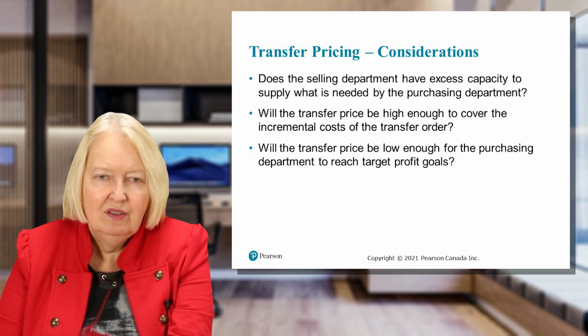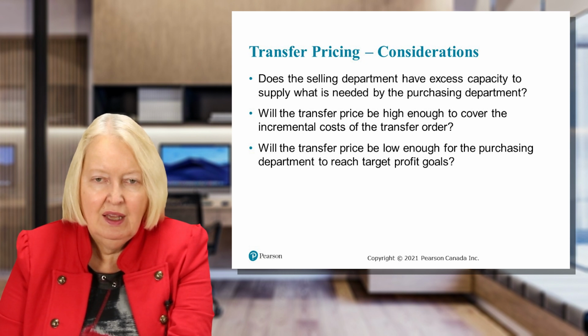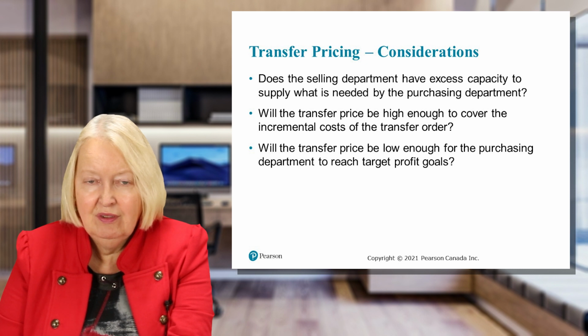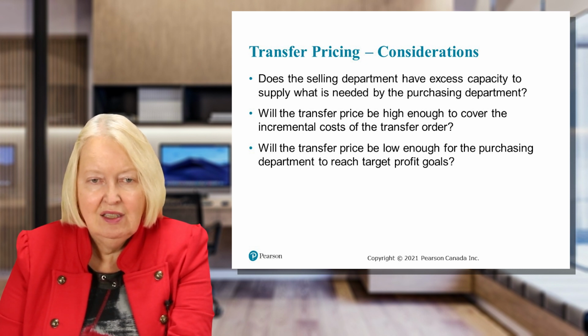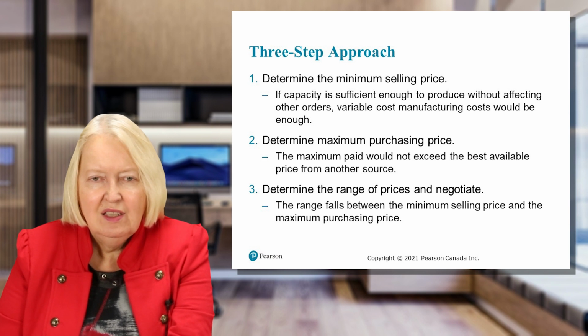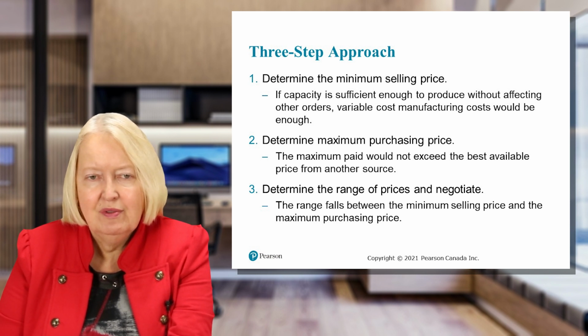So you have to consider, does the selling department have excess capacity to supply what the purchasing department needs? Will the price be high enough to cover the cost? And will the transfer price be low enough for the purchasing department to reach its target profit goals? So it's kind of like a three-step process here.